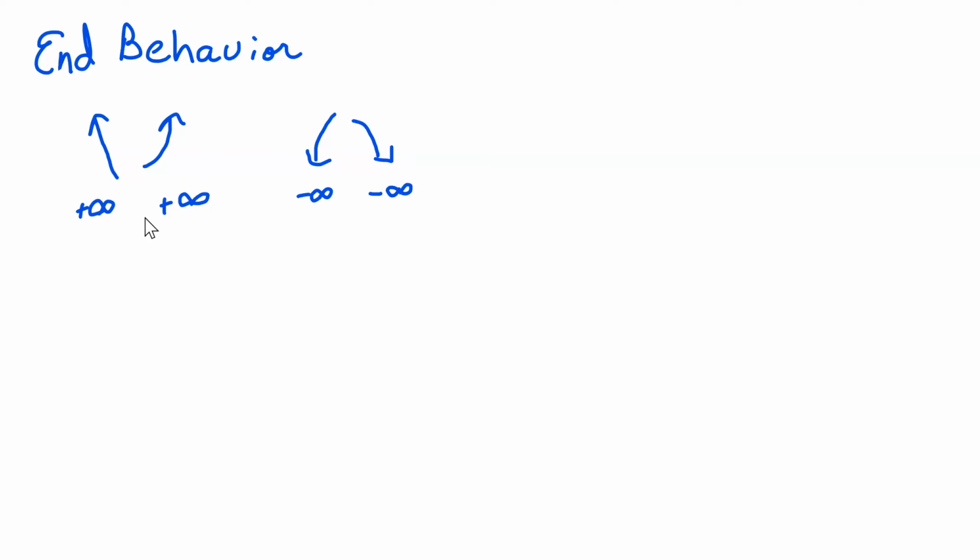Is it going to start out going down and then going up like it has a positive slope? So it'll go to negative infinity on the left side and positive infinity on the right side. Or will it go like it has a negative slope and start out up on the left and down on the right? So as it goes off to the left, it'll go to positive infinity, and it'll go to negative infinity on the right.